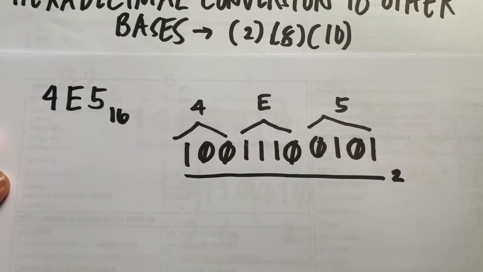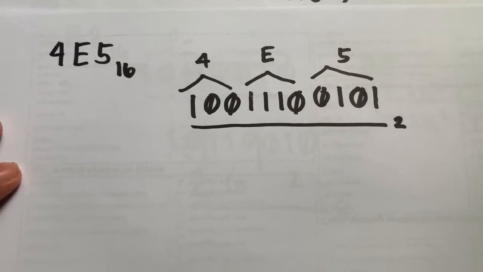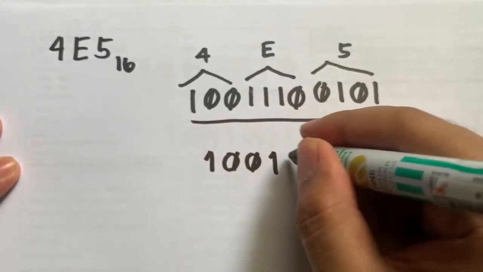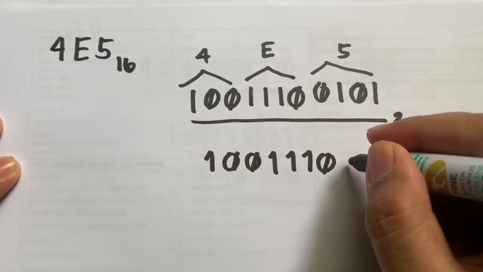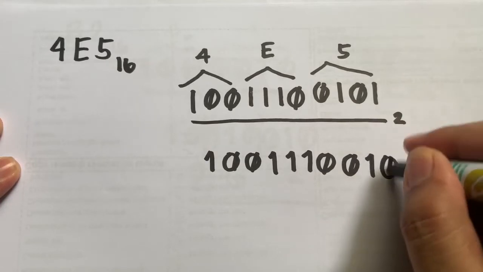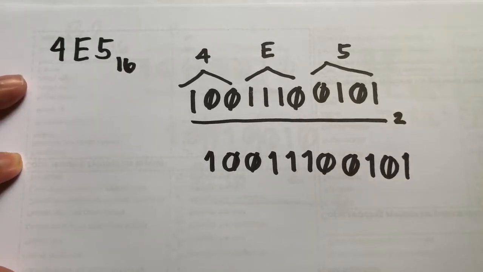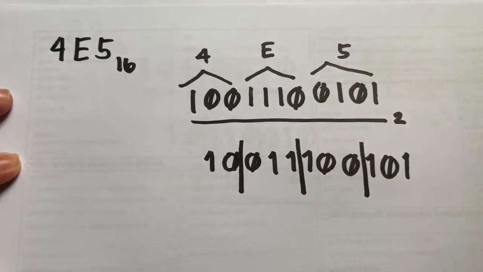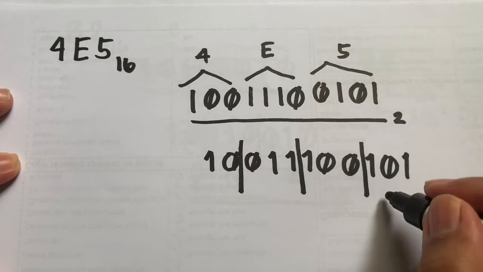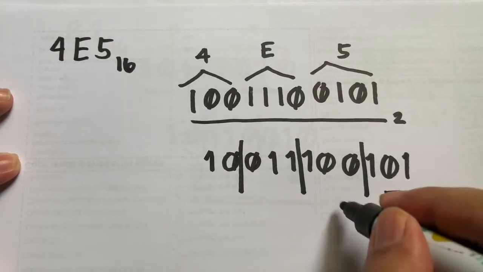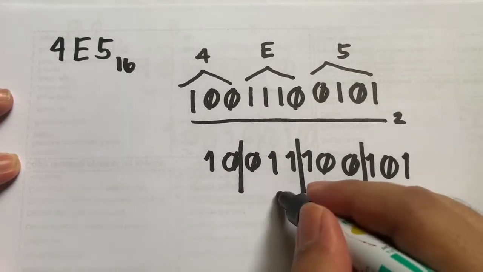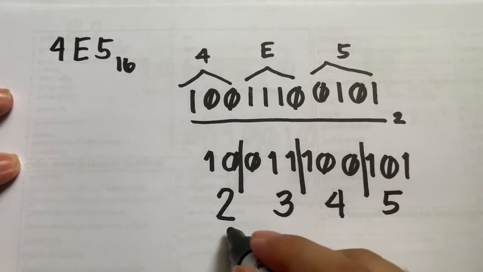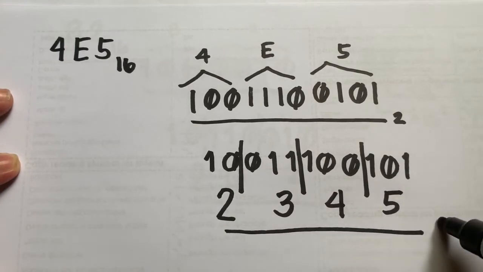Now, out of our binary equivalent, we can easily get the octal conversion. So we simply rewrite the number and then we group it into 3. Okay, so this is 5, this is 4, this is 3, and this is 2. So the octal equivalent is 2, 3, 4, 5.